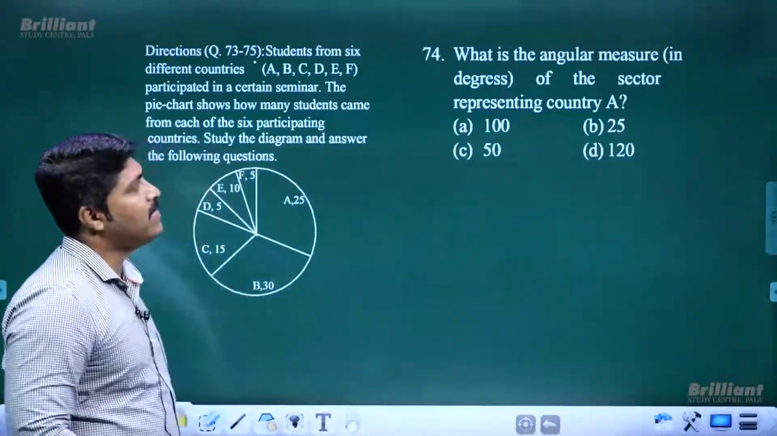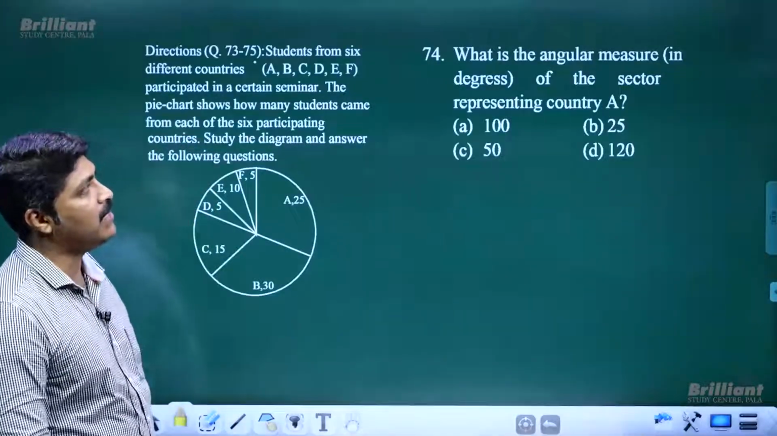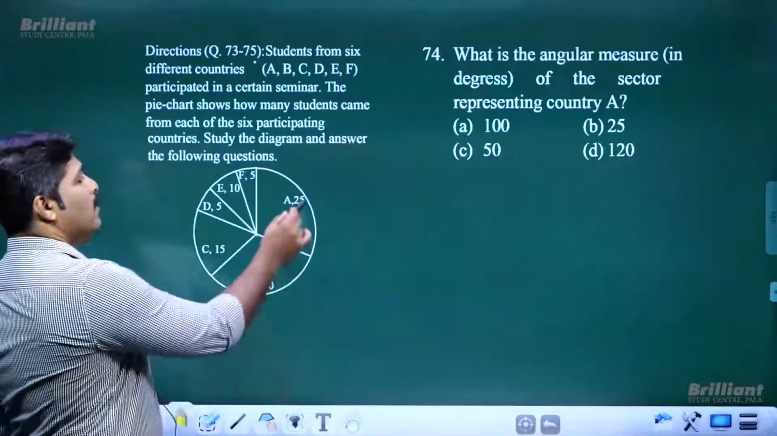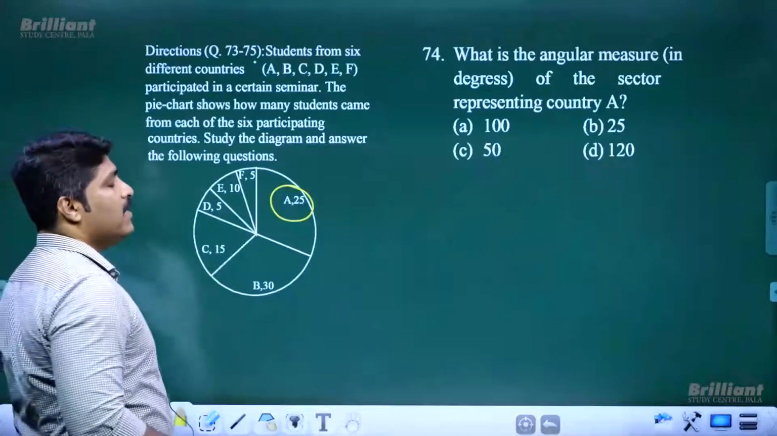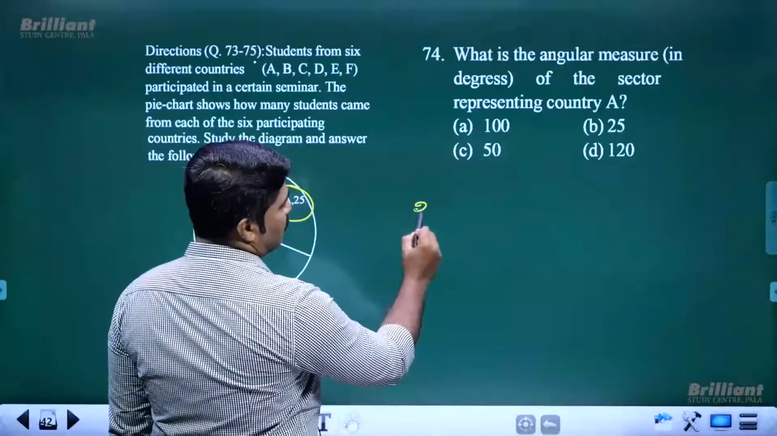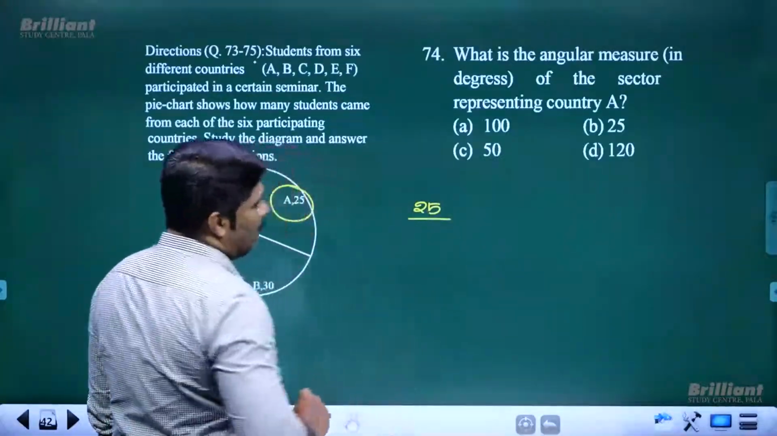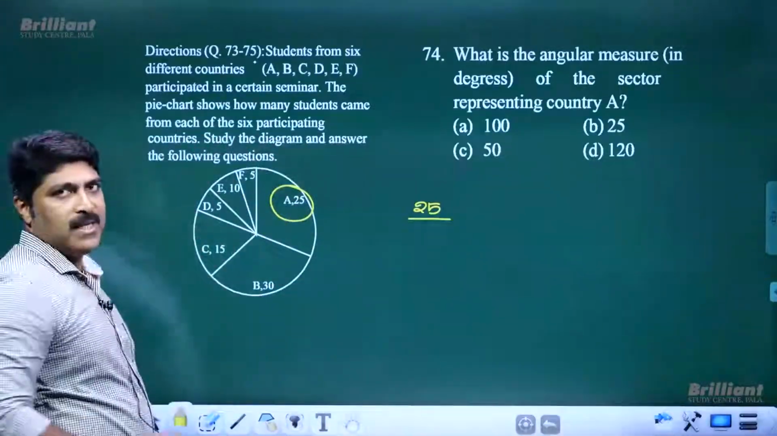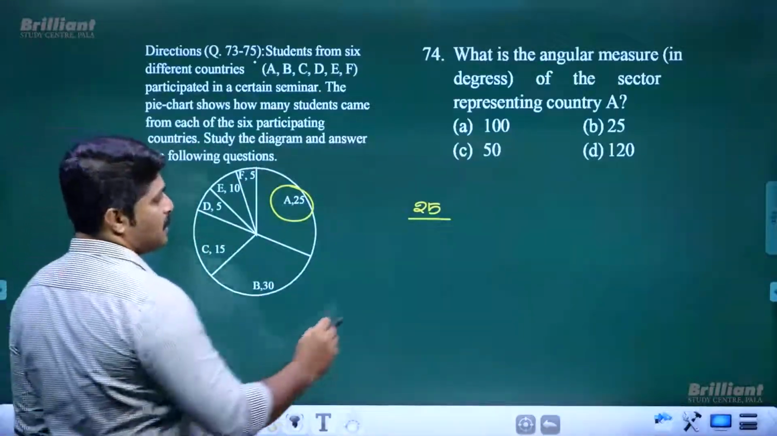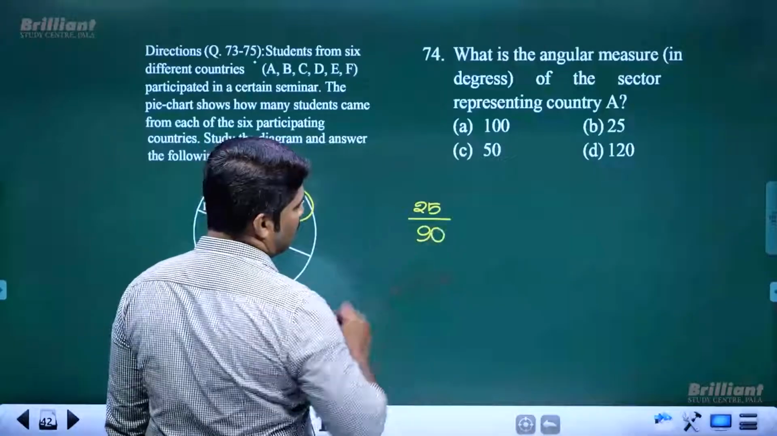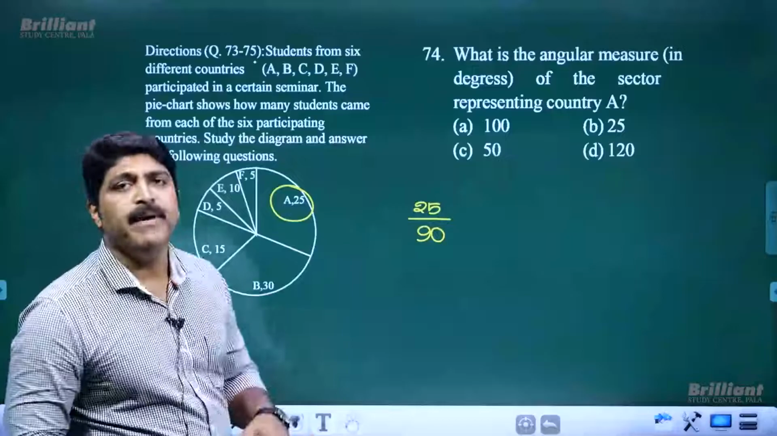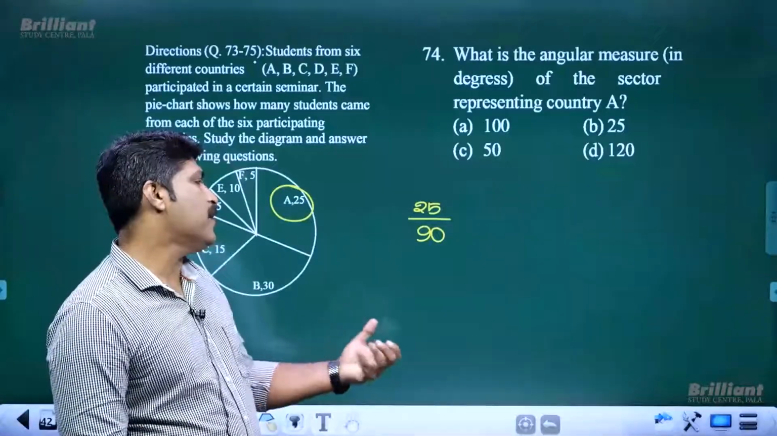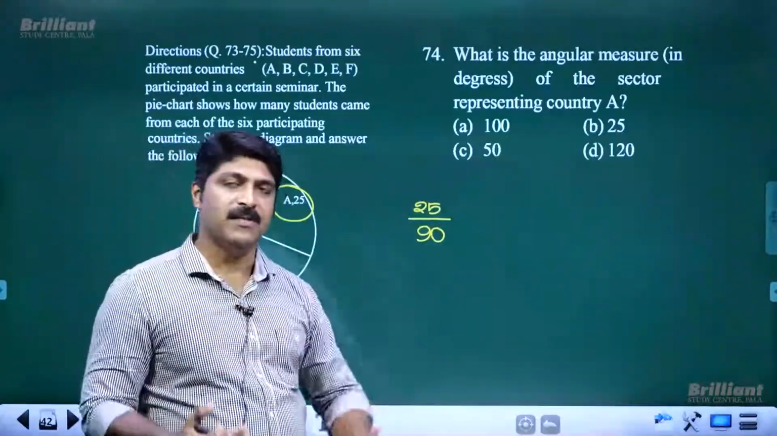In this question, what is the angular measure of the sector representing country A? So this is the sector representing country A. There the number of students is 25. What is the total strength of students? We already found that the total strength of the students from all these 6 countries is 90. If you want to make the percentage here, what we usually do is 25 by 90 into 100.